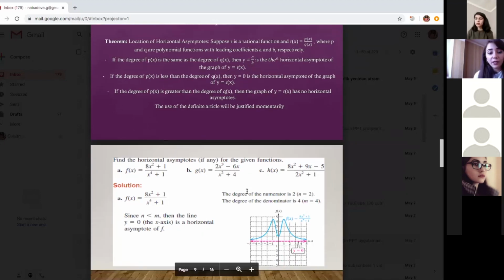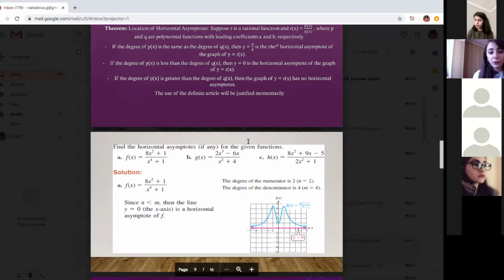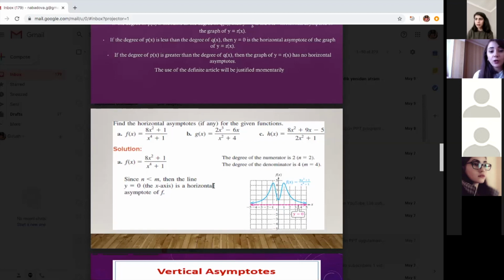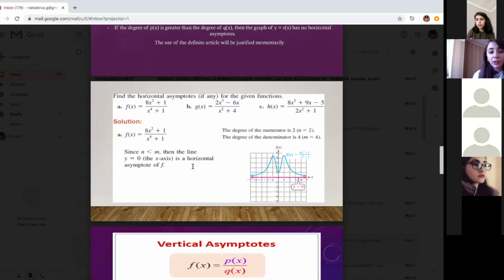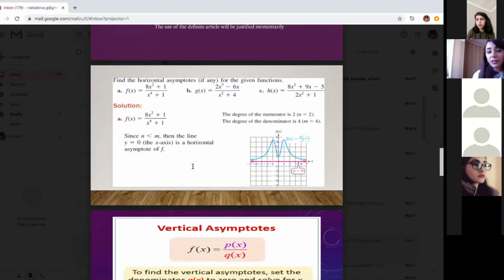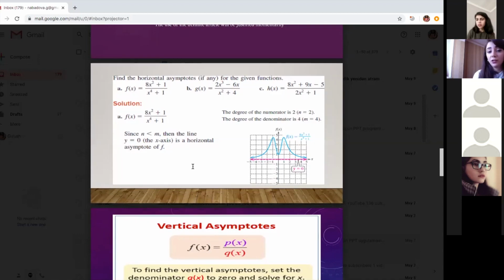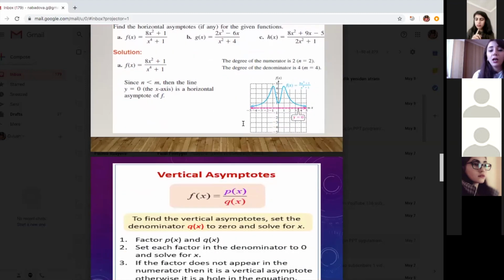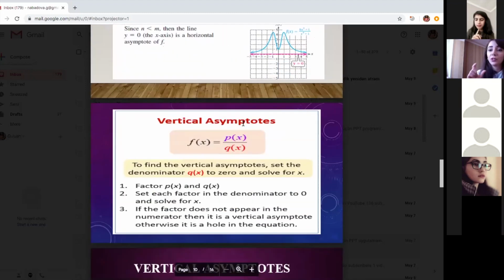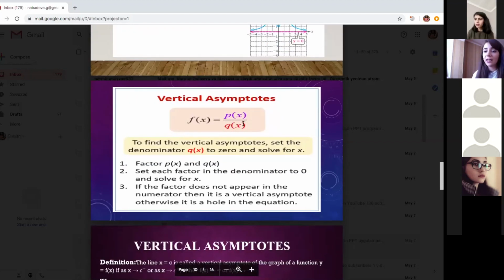And you gave an example and solution for horizontal asymptotes, and really great. The degree of the numerator is 2, and you find that the degree of the denominator is 4, as is clearly seen from the example. Since n is less than m, the line y equal to 0 is a horizontal asymptote. Yes, great. And what about the vertical asymptote? Give brief information about the vertical asymptote, and then we will continue.